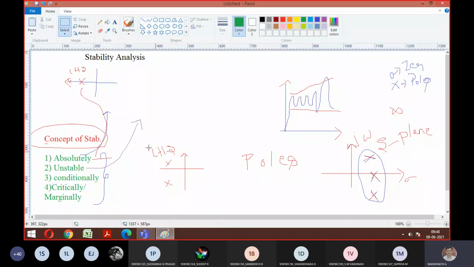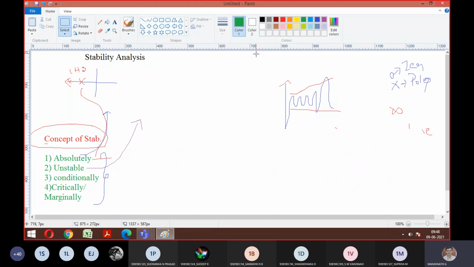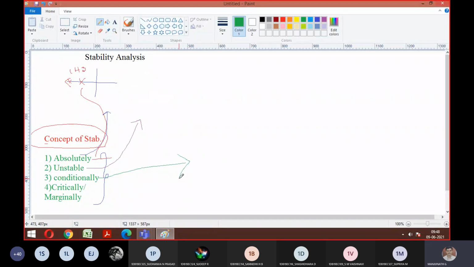So go with the third concept. I hope you understood the first two. Shall I move on to the third one now? Is it okay guys, still here? Shall we move on to the third concept called conditional stability analysis? Okay. So just make a note of a definition here. There is a small definition you need to understand.